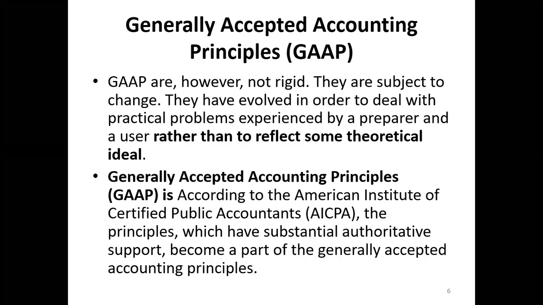So generally accepted accounting principles, according to the American Institute of Certified Public Accountants, are the principles which have substantial authoritative support and become a part of generally accepted accounting principles. In basic terms, we can say they are the rules, principles, and basic ideas to be followed in dealing with accounting transactions.